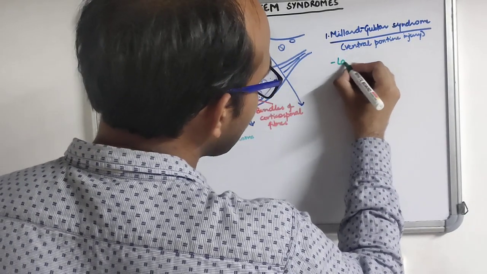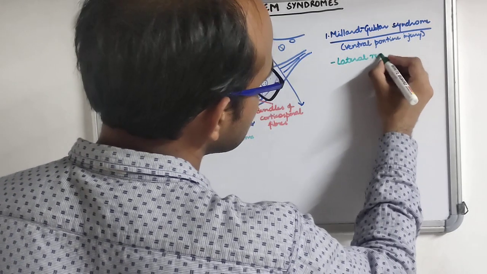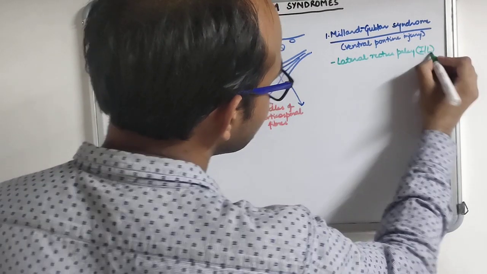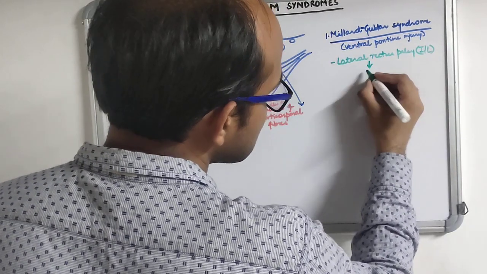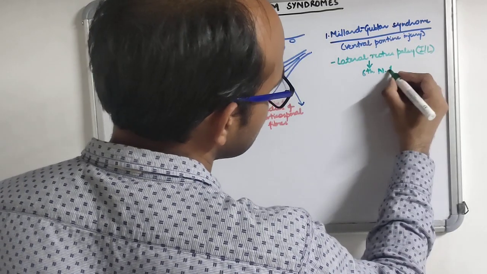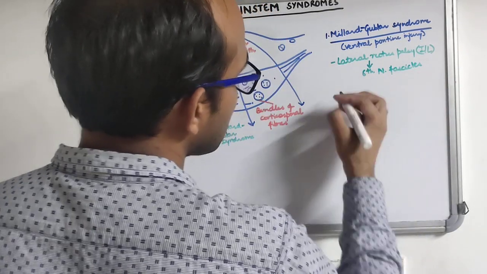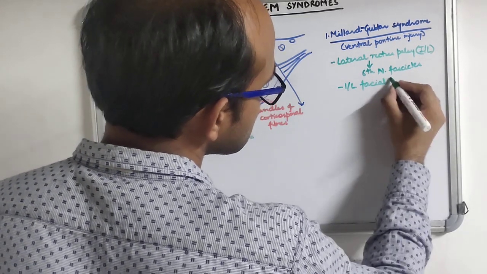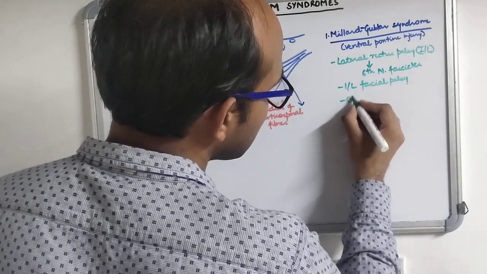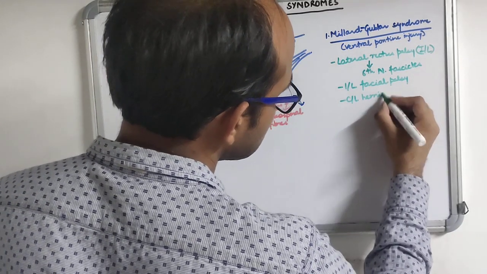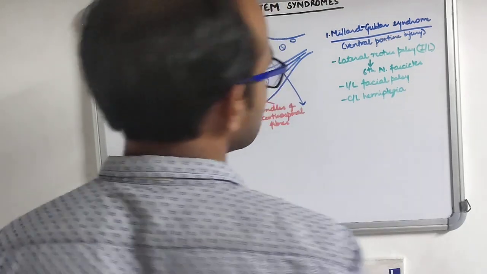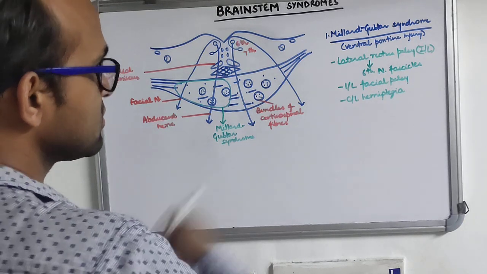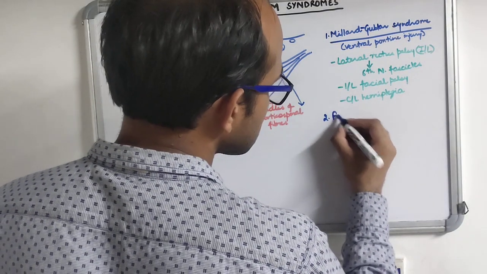lateral rectus palsy of the ipsilateral side, ipsilateral lateral rectus palsy due to involvement of sixth nerve fascicles. There is ipsilateral facial palsy and there is contralateral hemiplegia. So that is all about Millard-Gubler syndrome. Another important syndrome is Foville syndrome.